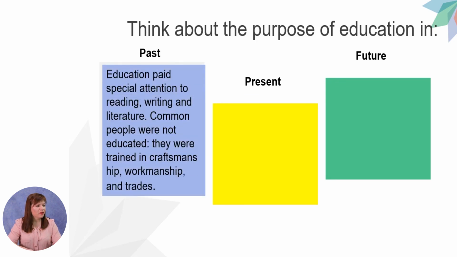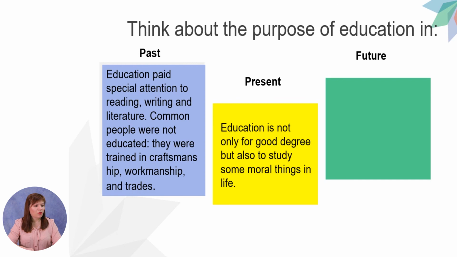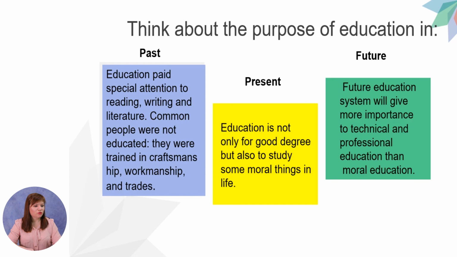Okay, let's see. Education in the past paid special attention to reading, writing, and literature. Common people were not educated. They were trained in craftsmanship, workmanship, and trades. If we're speaking about the present, education is not only for a good degree, but also to study some moral things in life. If we think about the future education system, it might give more importance to technical and professional education than moral education.